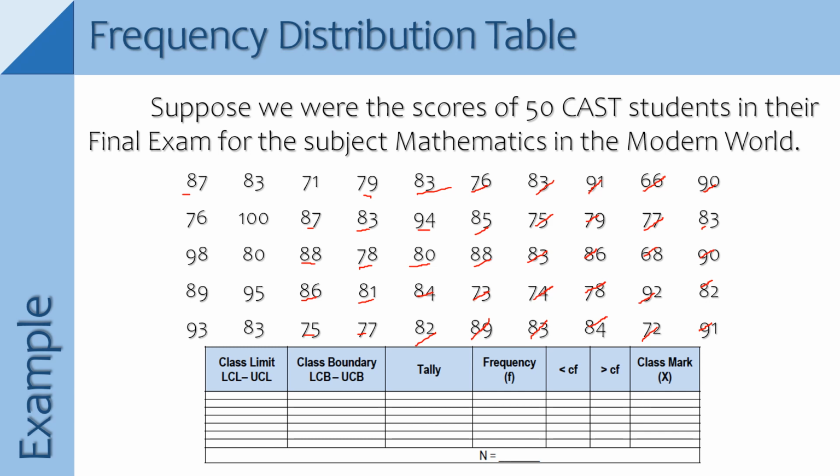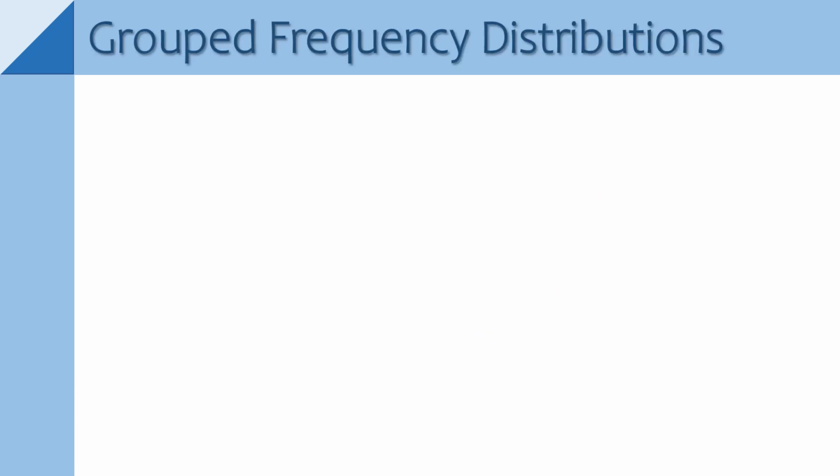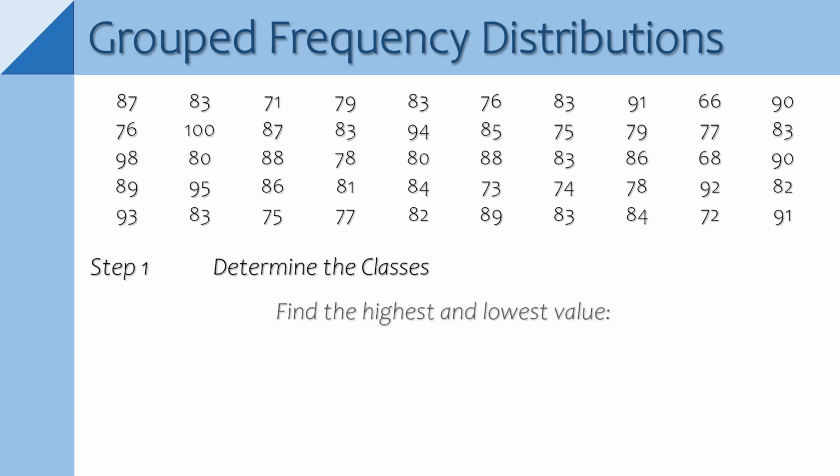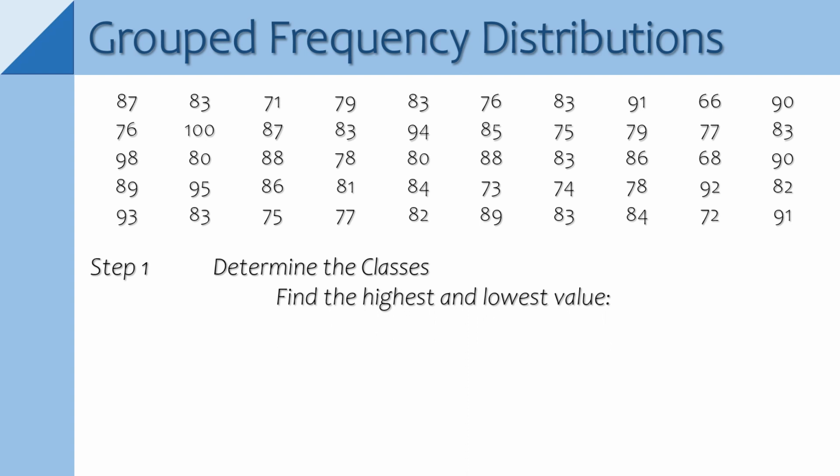Under the frequency column, we have n is equal to, so we need to get the summation of the frequency in order to get the n, or the total number of the data. Okay, so let's start. For the group frequency distribution table, let's start with our first step, determining the class. Here we need to find the highest and lowest value.